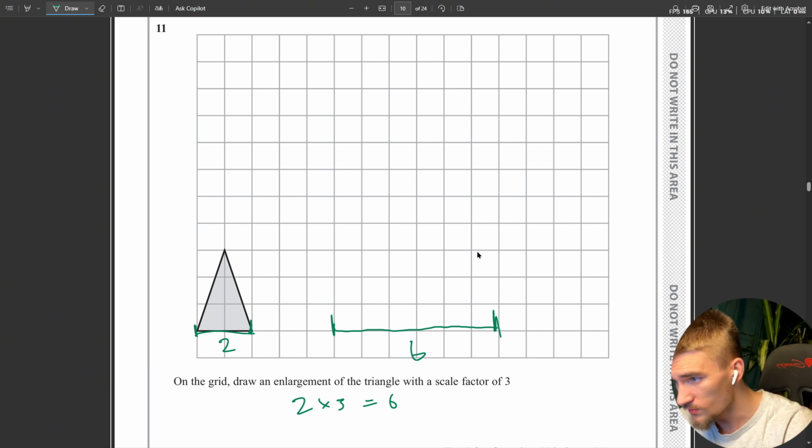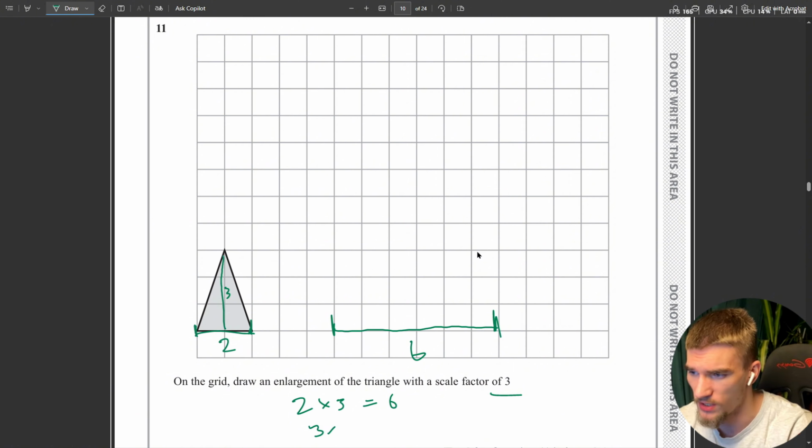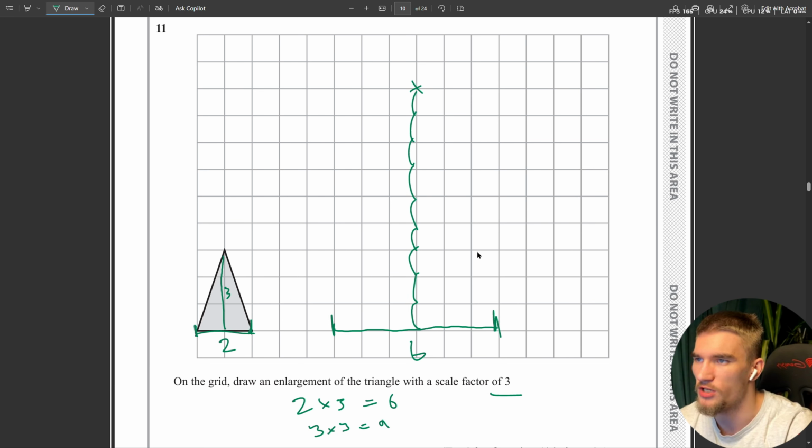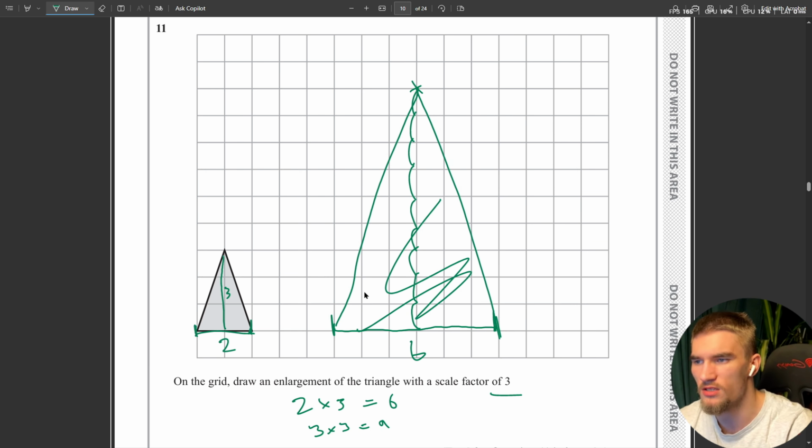6. Now how high is it? It's 3 high, right? So if the scale factor is 3, I just do 3 times by 3. So that gives me 9. So we want it to go up by 9. 1, 2, 3, 1, 2, 3, 1, 2, 3. Pretty high up. And then we connect it up, right? Make sure you use a ruler for questions like this, obviously.